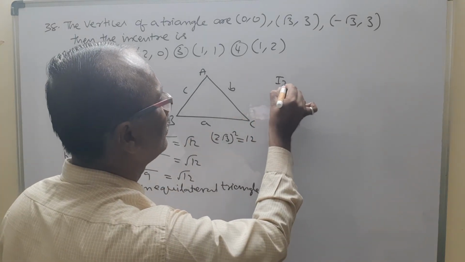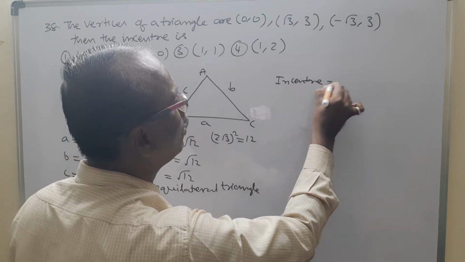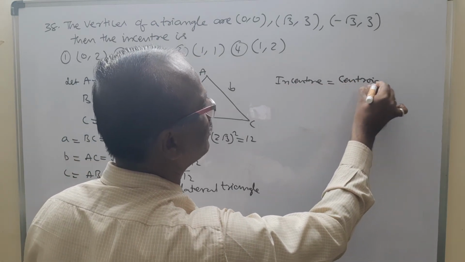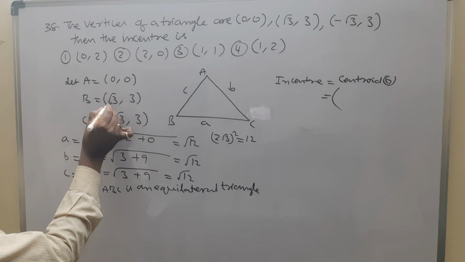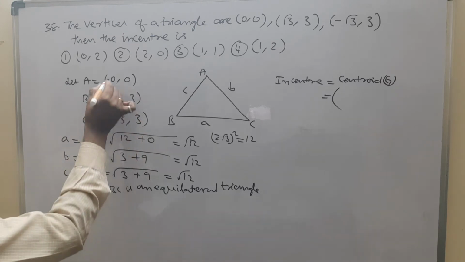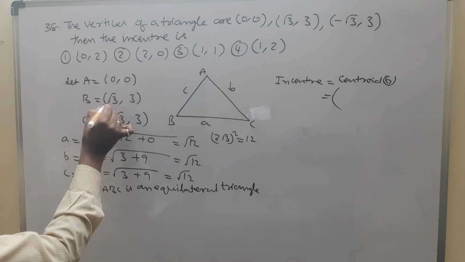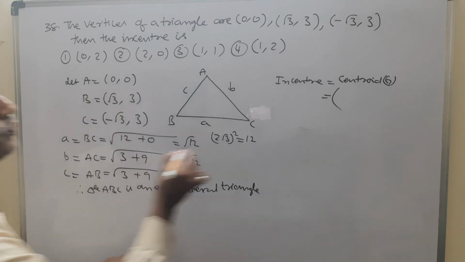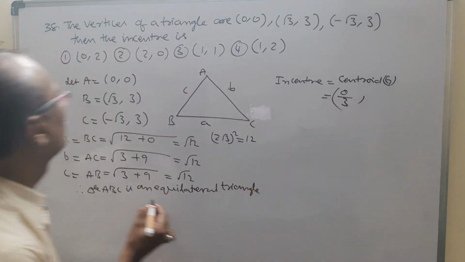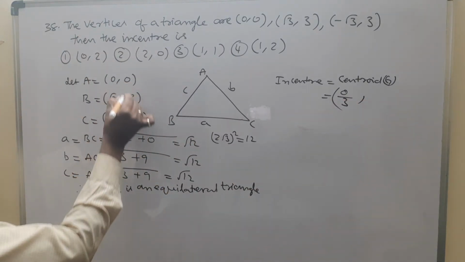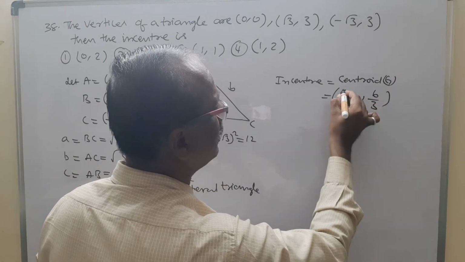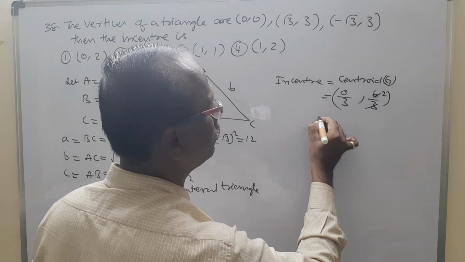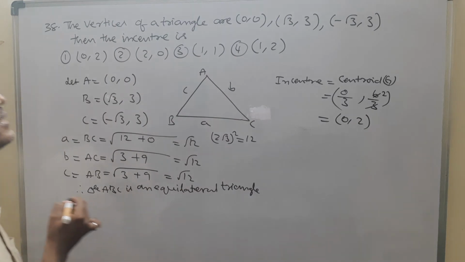Then incenter is equal to centroid of the triangle. Centroid G. The centroid formula: x1 y1 first vertex, second vertex x2 y2, third vertex x3 y3, x1 plus x2 plus x3 by 3, 0 plus root 3 minus root 3, 0, 0 by 3 comma, here y1 plus y2 plus y3 by 3, 0 plus 3 plus 3, 6 by 3. 0 by any number is 0, 3 twos 6. 0 comma 2 is the incenter of the triangle. First option is correct.